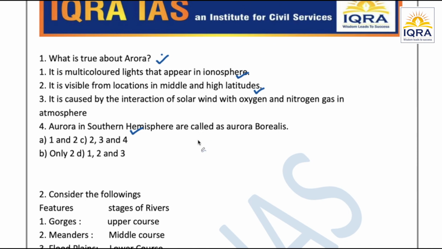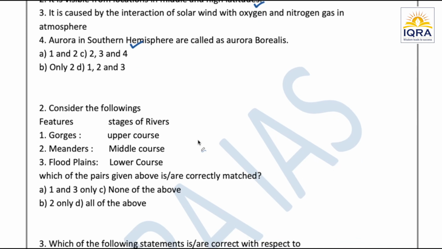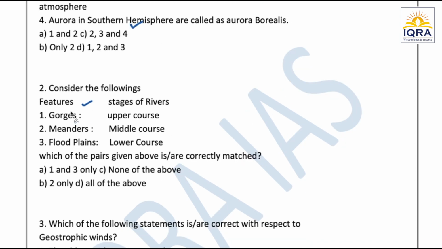Moving on to the next question. Question number 2. In this question, there are features and stages of the river given, and you have to correctly match them. Okay? So, let me just read them. Gorges, upper course. Meander, middle course. Floodplain, lower course. Okay, let me now take you to the courses of the river first of all. So a course of a river can be divided into 3: the upper course, middle and the lower course.